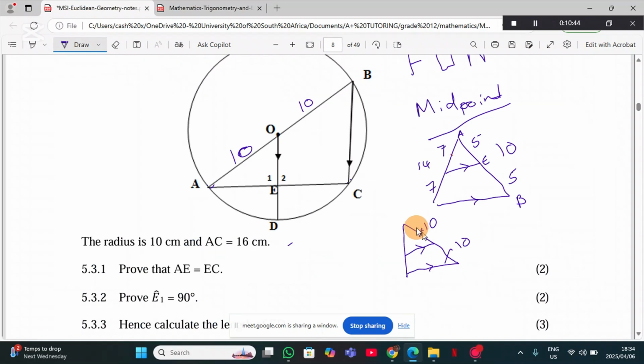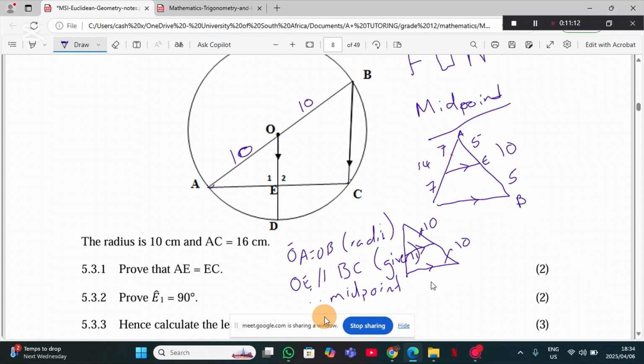I have told them that OA is equal to OB because they are what? They are radii. And I am told that OE is parallel to BC, which is given. Therefore, the midpoint theorem would tell me that AE will be equal to EC. I've proved it.